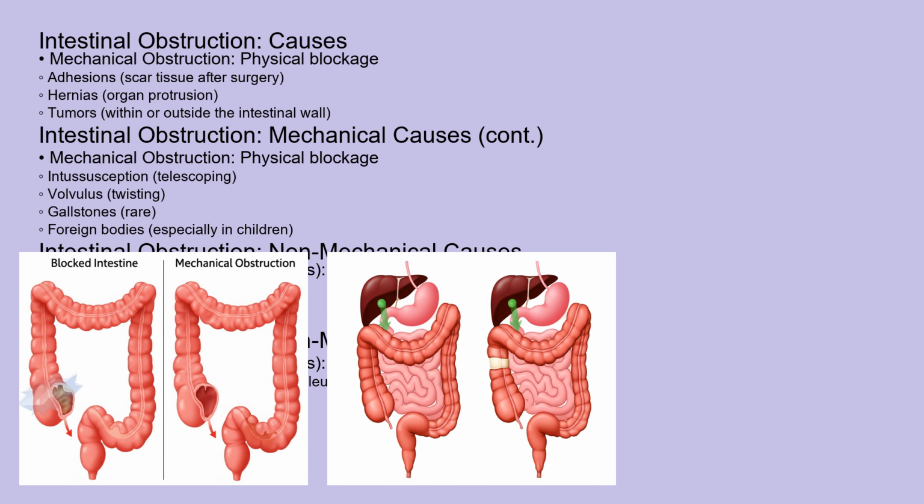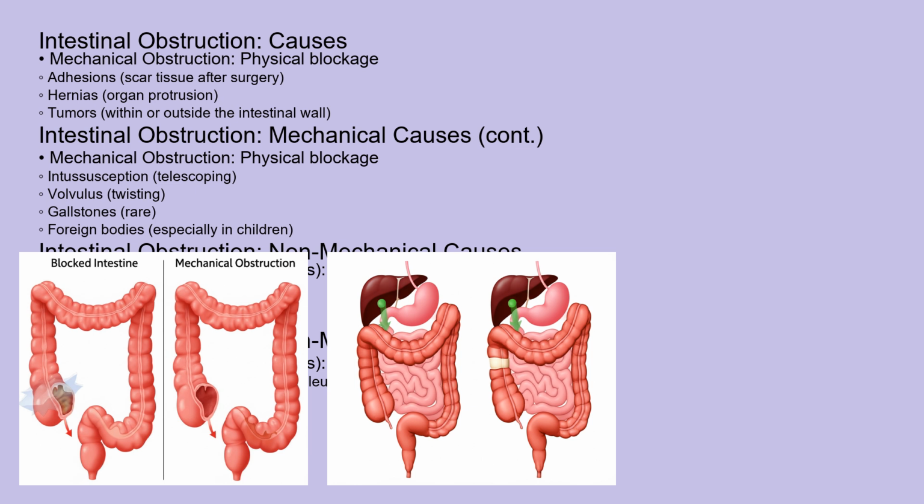So, what causes this obstruction? The causes of intestinal obstruction are varied. Mechanical obstructions involve a physical blockage. Common culprits include adhesions, which are scar tissue that forms after surgery, hernias, where an organ protrudes through a weakened area of muscle, tumors growing within or outside the intestinal wall, and intussusception, where one part of the intestine telescopes into another. Volvulus, where the intestine twists on itself, is another cause.